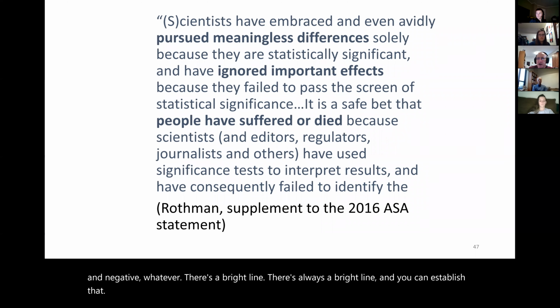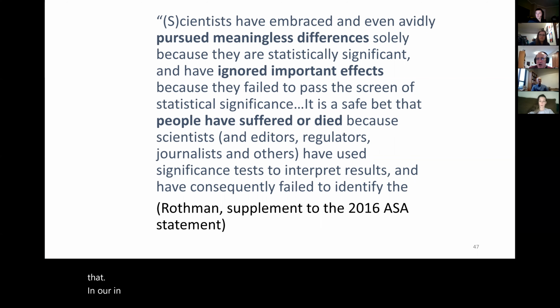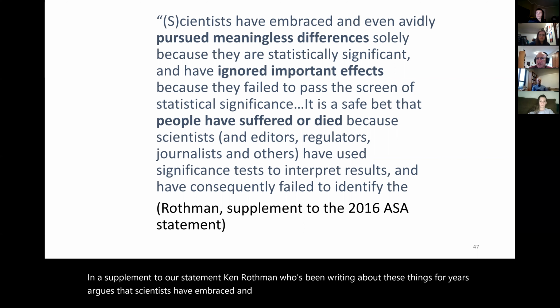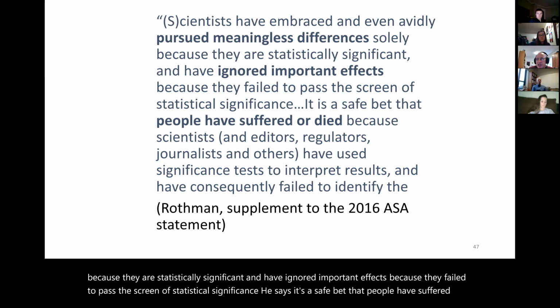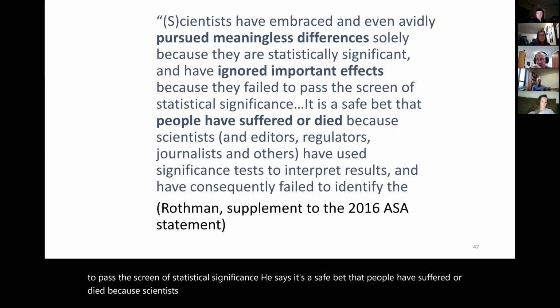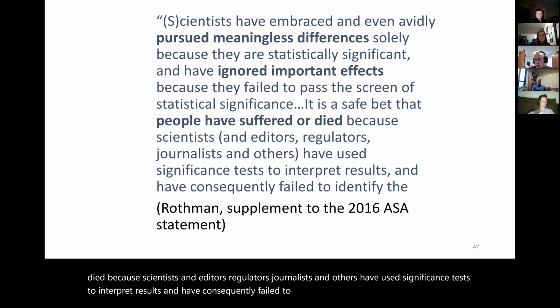Well, in a supplement to our statement, Ken Rothman, who's been writing about these things for years, argues that scientists have embraced and even avidly pursued meaningless differences solely because they are statistically significant, and have ignored important effects because they failed to pass the screen of statistical significance. He says, it's a safe bet that people have suffered or died because scientists and editors, regulators, journalists, and others have used significance tests to interpret results and have consequently failed to identify the important course of action.